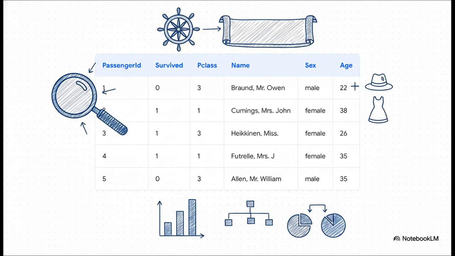And boom, here's what we get. This is our first look inside the case file. We can immediately see our column headers. We've got passenger ID, whether they survived, their passenger class, name, sex, age, and a few others. The data is now perfectly organized in our data frame, and it's ready for us to investigate.